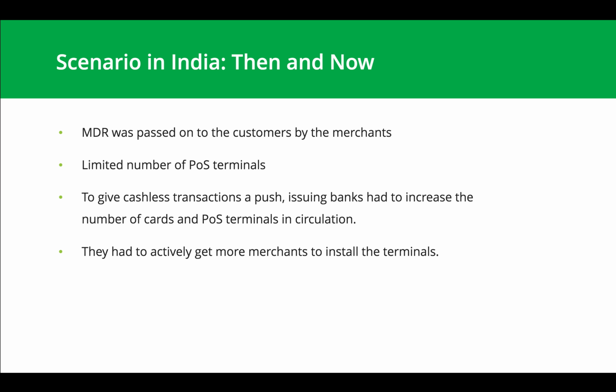To give cashless transactions a push, issuing banks had to increase the number of cards and point-of-sale terminals in circulation, and they had to actively get more merchants to install the terminals. But this alone didn't bring about the expected change. On one hand, issuing banks faced several challenges in getting small merchants to install point-of-sale machines. The major challenge was that cash transactions entailed no extra cost to them, while card payments did. On the other hand, banks were willing to increase the POS coverage only if the MDR share was profitable to them.